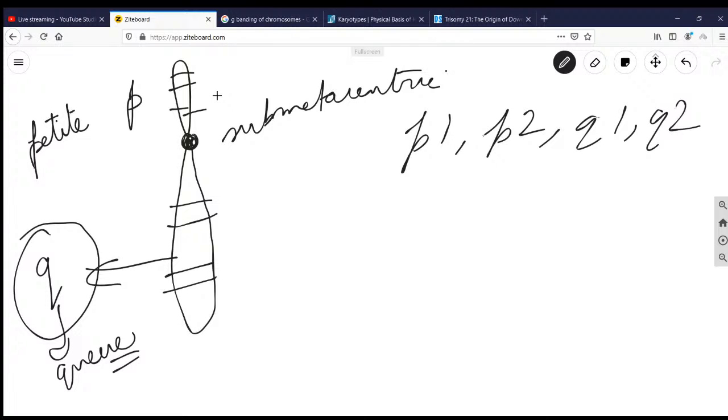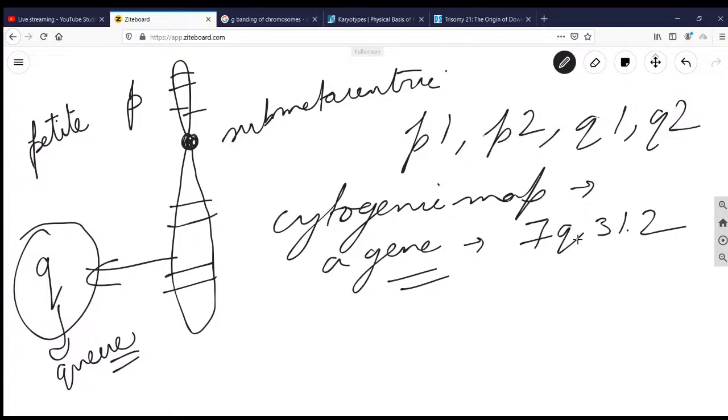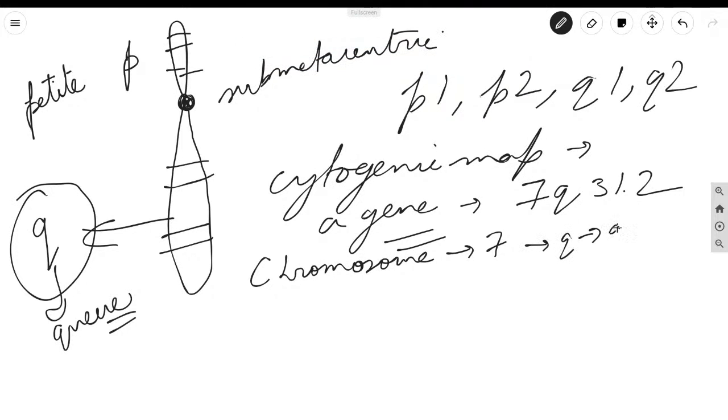Suppose the nomenclature of the chromosome, that is very important. If you are given a cytogenetic map and something is written like this, suppose the location of a gene is 7q31.2. What does this mean? Suppose this is the address of the gene. It is located on chromosome number 7. Which arm? The q arm, the long arm.